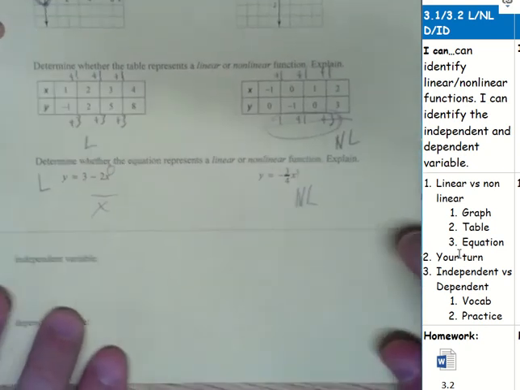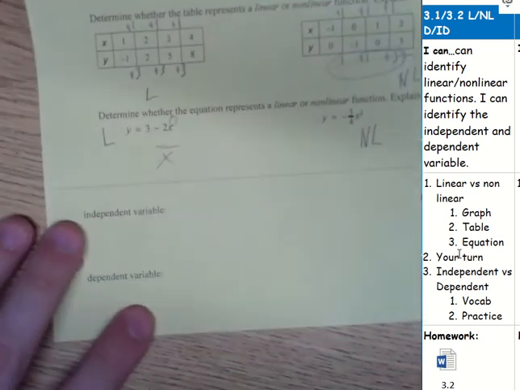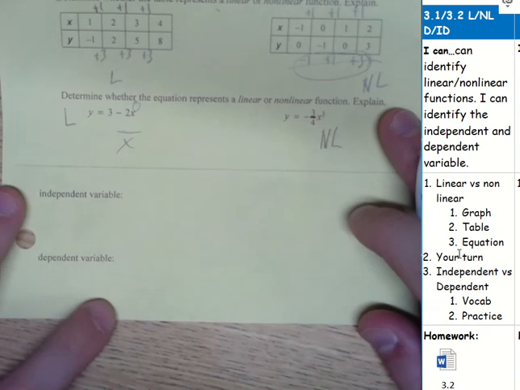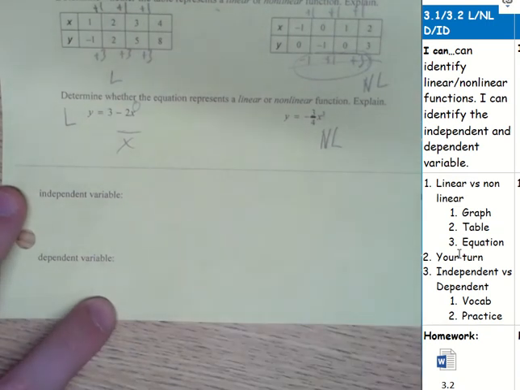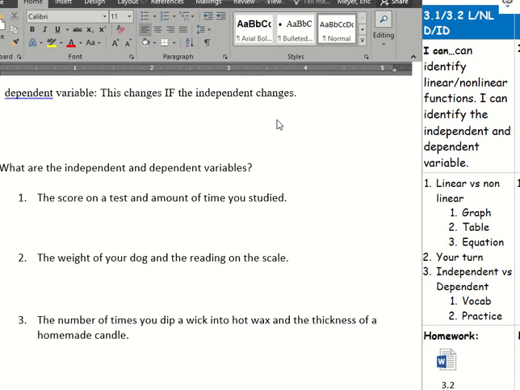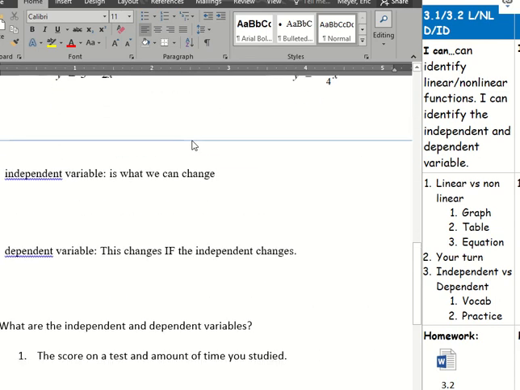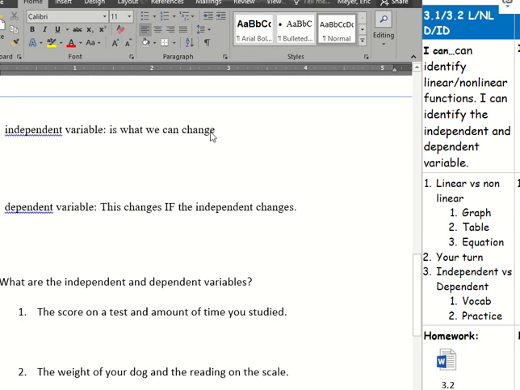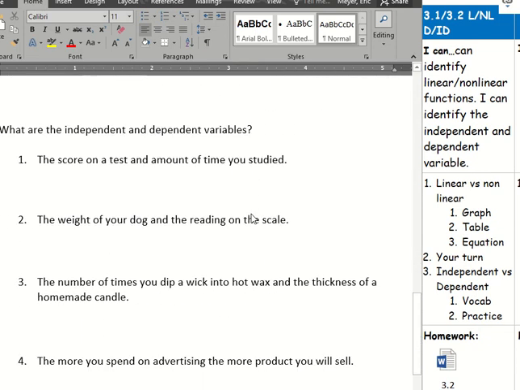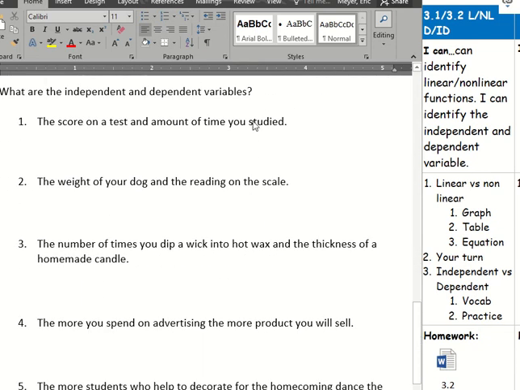Okay. The next section, we're actually going to switch back to where we're doing it on the computer. So I'm going to bring that up. So here we have our independent variable is what we can change, and our dependent variable changes if the independent changes. So let's take a look. The score on a test and the amount of time that you studied. Which one of these changes the other one?